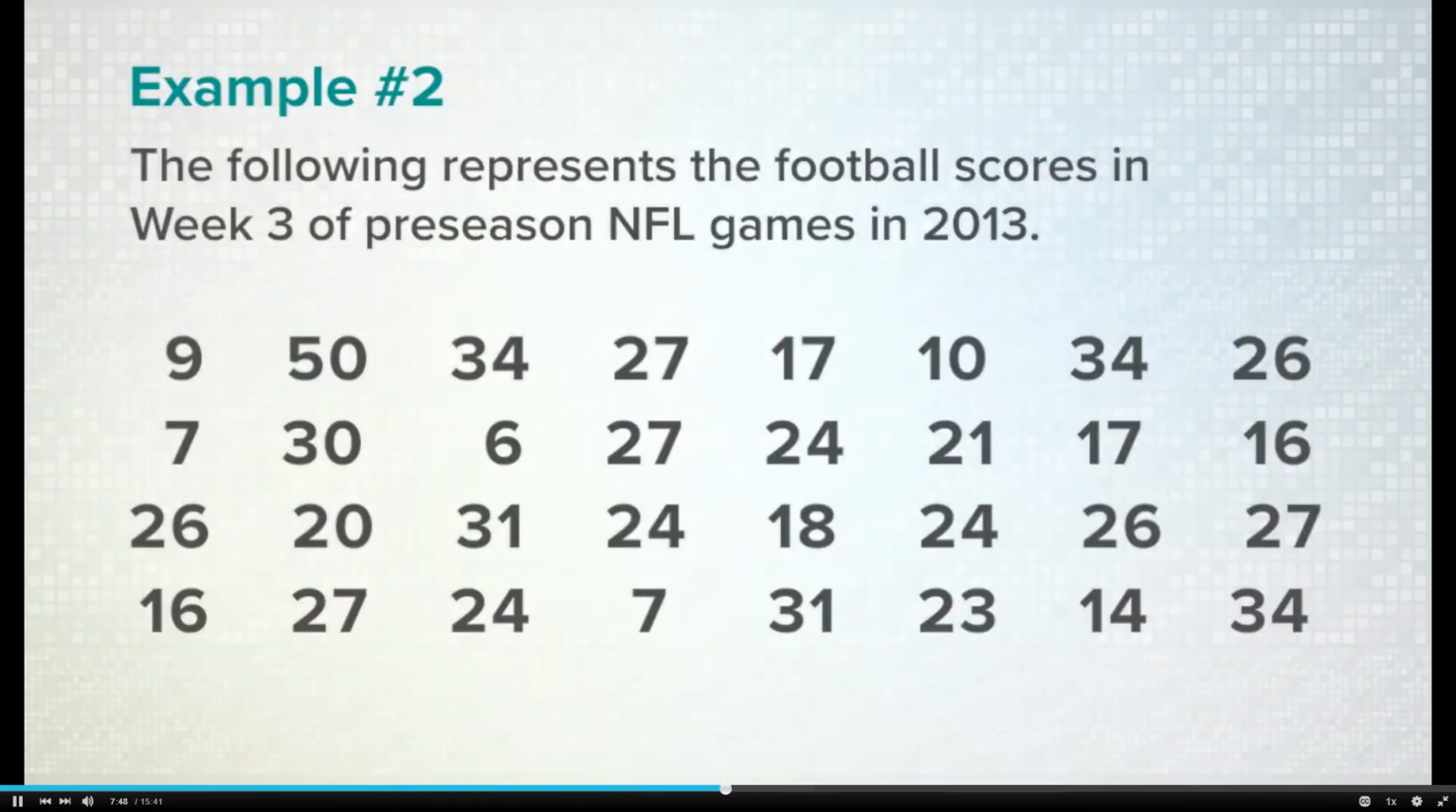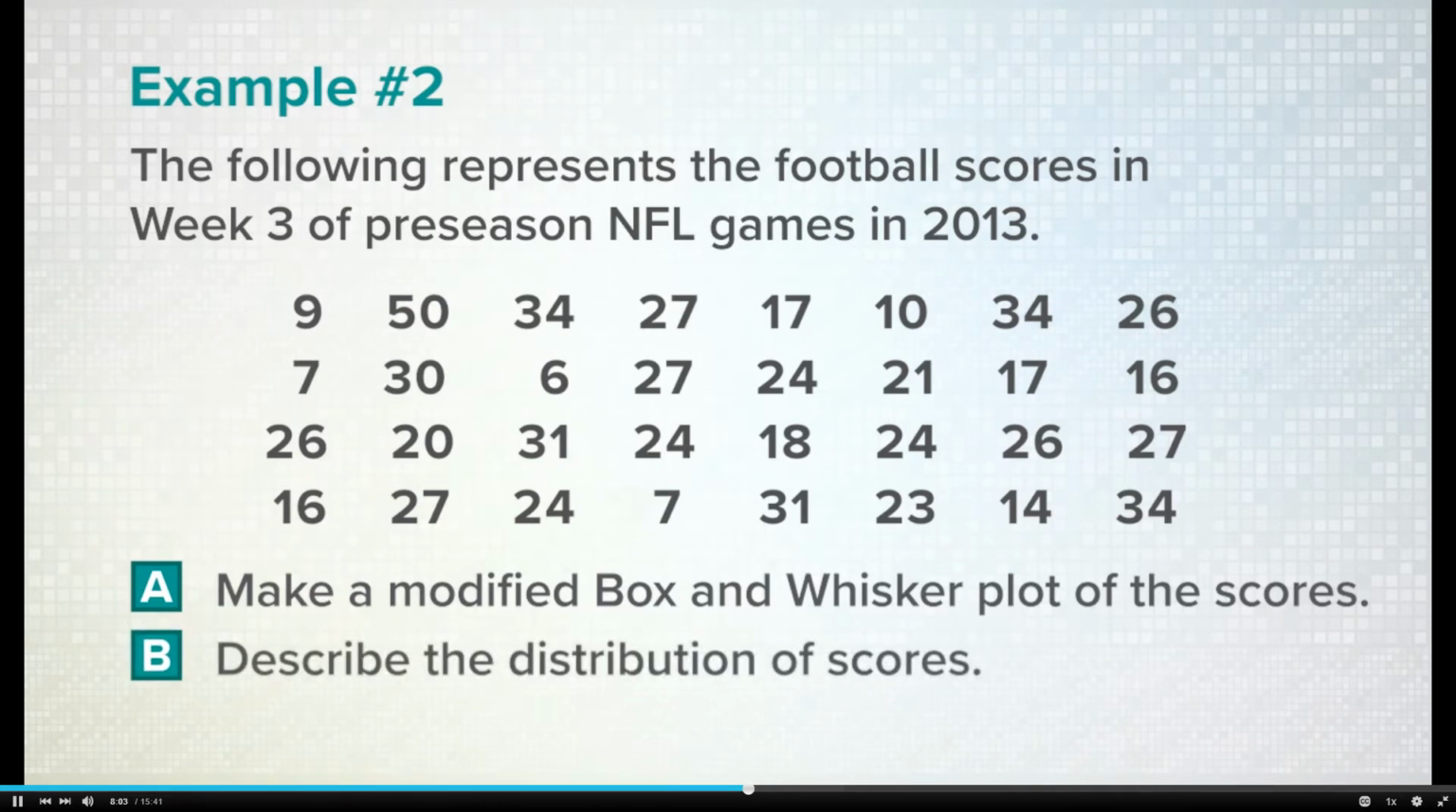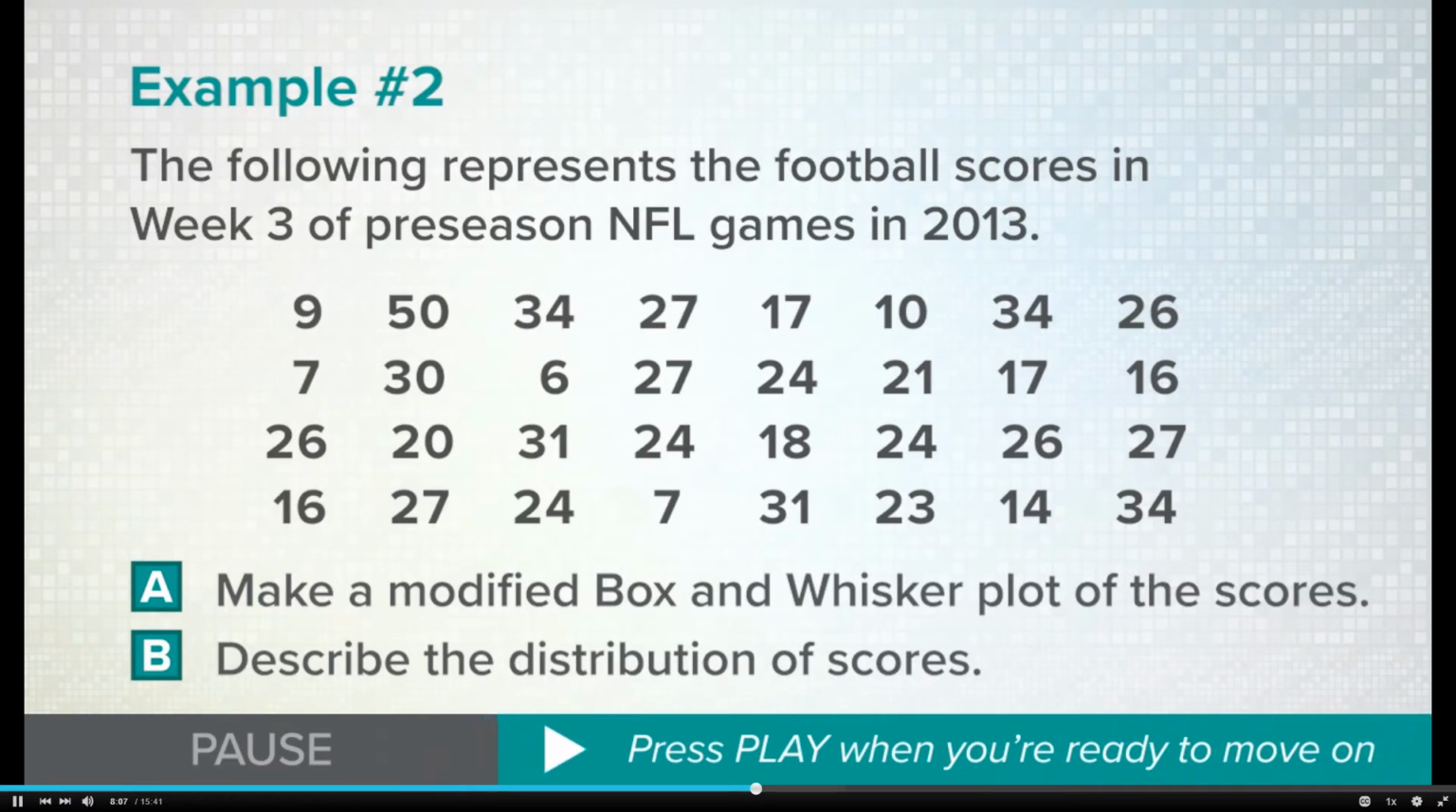In example 2, the following represents the football scores in week 3 of preseason NFL games in 2013. I'd like you to A, make a modified box and whisker plot of the scores, and B, describe the distribution of scores. Pause the video to write down your answer, then hit play to continue.